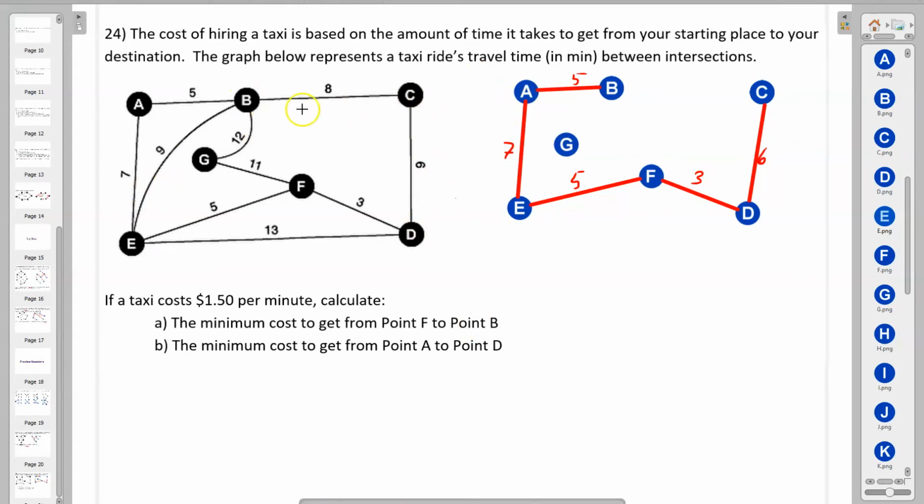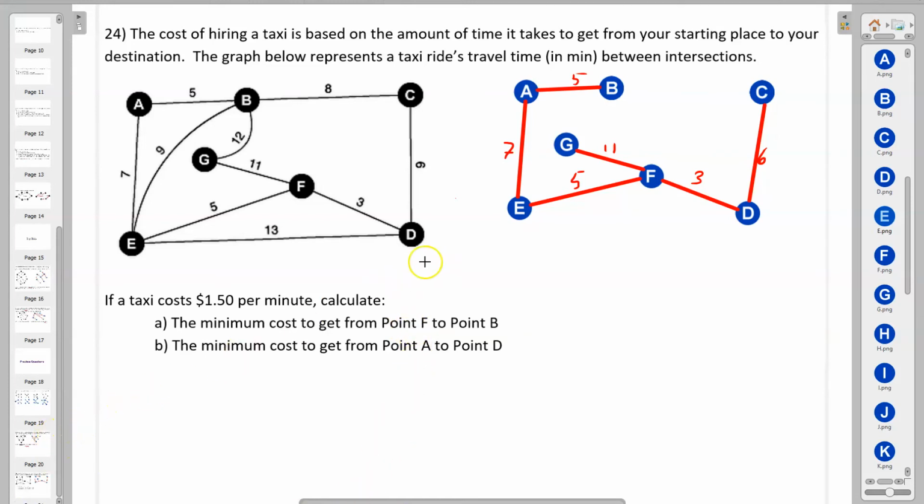The next smallest is from B to C, but if we connected that, that creates a circuit, so we're not going to use that edge. The next smallest would be edge E to B, which has a weight of 9, but by including that edge, we would be creating a circuit. Since we can't create a circuit, we can't have that edge. After that, we look to the next smallest edge, which would be G to F. We now have a tree of optimal value.